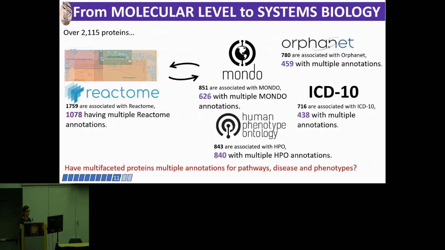So this is of particular interest in the case of multifaceted proteins because often when these proteins are associated with diseases, they are associated with multiple diseases at the same time. So as you can see, we have 626 different proteins that each have multiple Mondo annotations. And about 60% of the proteins that have an Orphanet annotation have multiple Orphanet annotations for rare diseases, a similar percentage also considering the ICD-10 classification. So we can use this association to relate the disease with the biological process that is described in Reactome, and this may help suggest possible mechanisms of disease onset.